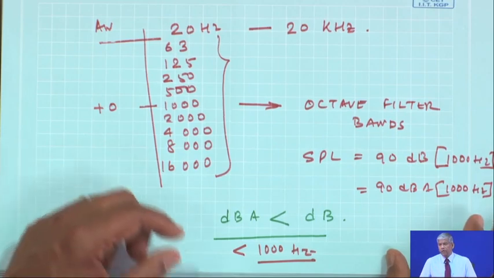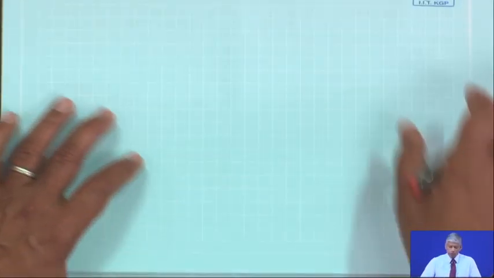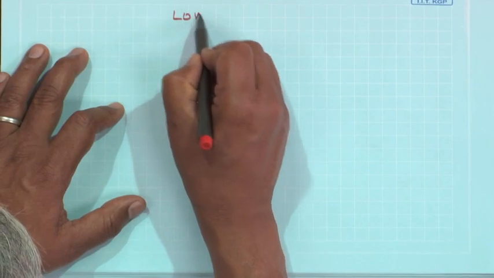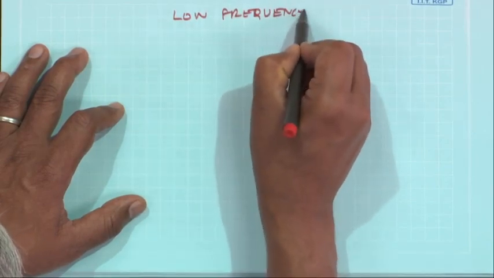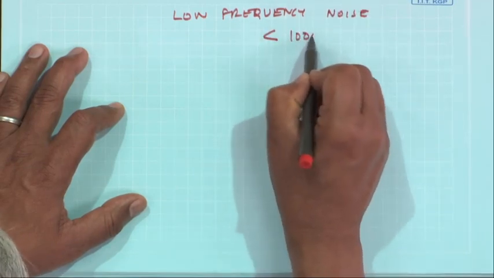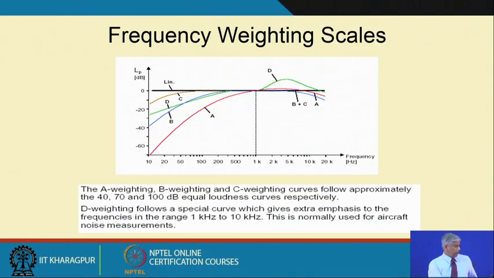And let me tell you, in engineering noise control, many of the noise control issues are actually about reducing this low frequency noise, which is less than 1000 hertz. I will give you an example here.